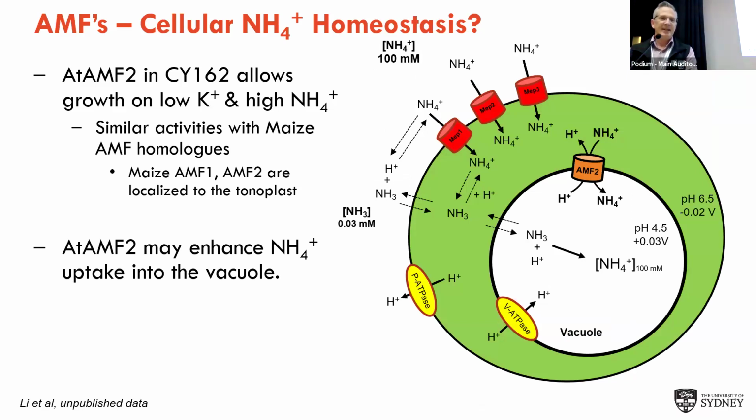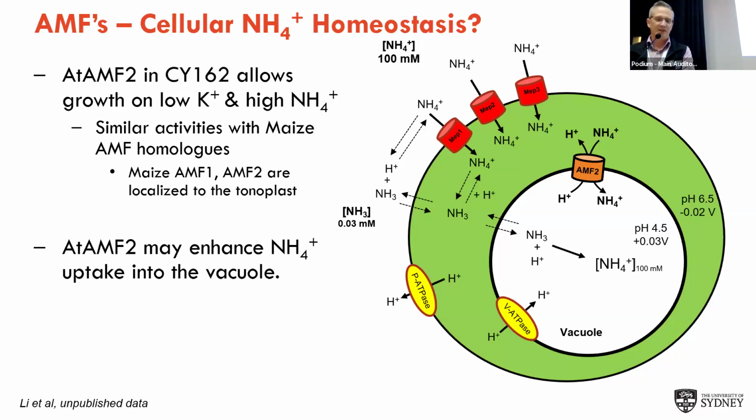We think that AMF2 is there to enhance ammonium uptake into the vacuole. We know this protein is localized in the vacuole and working as a proton antiporter. The thermodynamics of that would be basically protons coming out of the vacuole in exchange for ammonium coming out of the cytosol and into the vacuole, to relieve any sort of ammonium toxicity that might be associated with vacuolar or cytosolic ammonium accumulation.